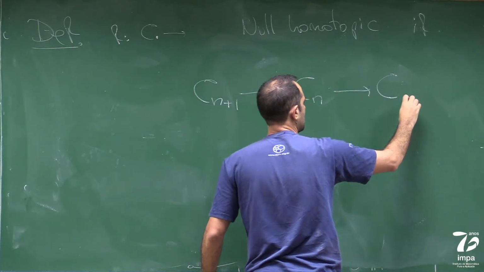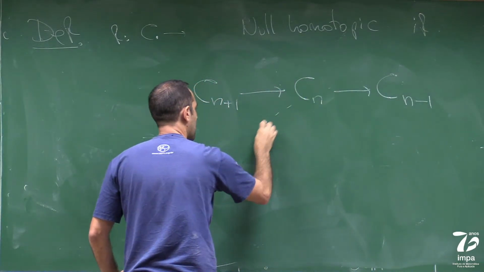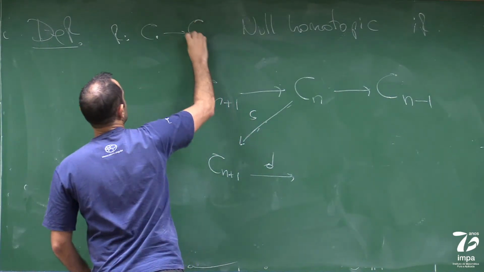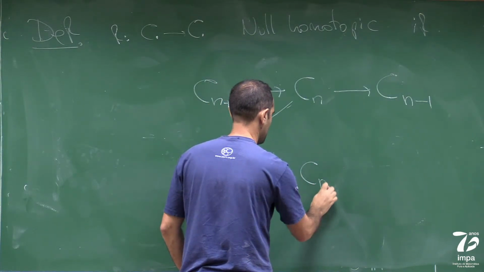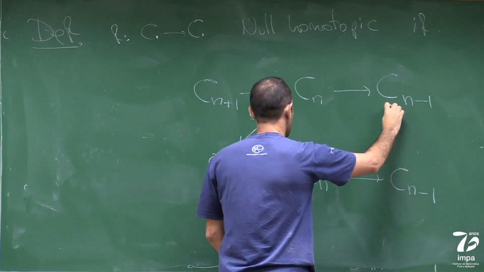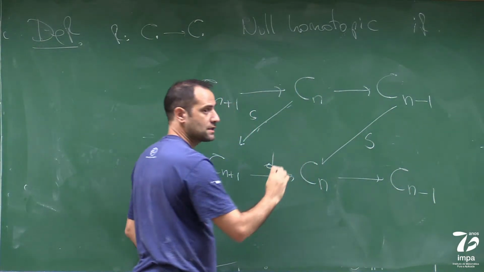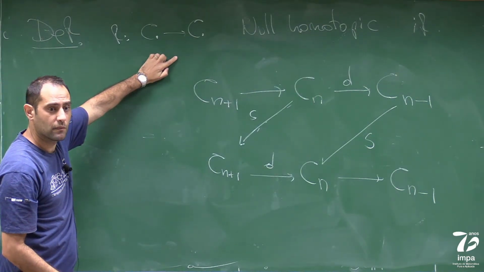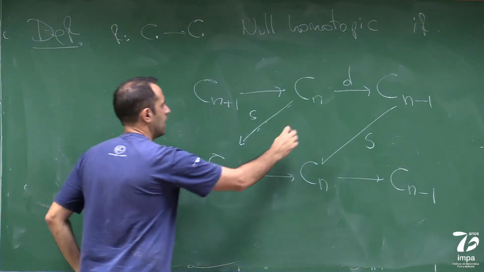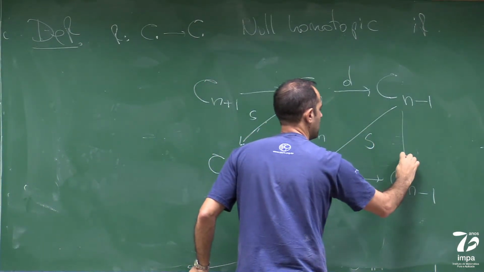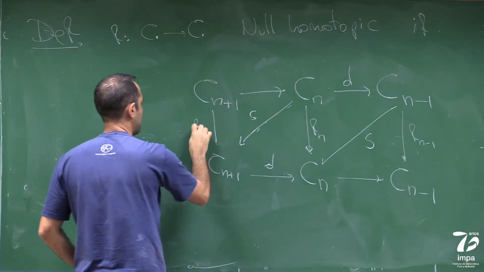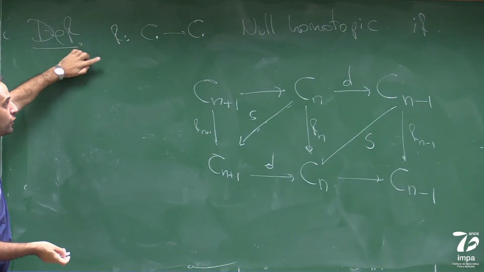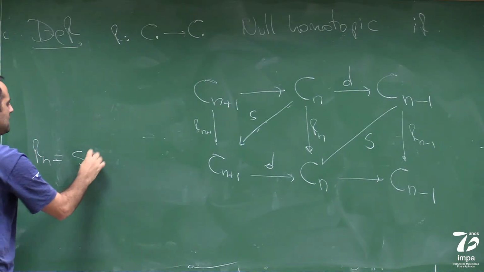Cn, Cn minus 1. I'm going to take this to Cn plus 1. This is going to be an S. So this is going to be from C to C. So here are going to be my S's. Here is going to be D. Here is going to be D. And I'm going to take an endomorphism of this complex. There's going to be a map of complexes. So this is Fn, and this is Fn minus 1, and this is Fn plus 1. And a map of complexes from C to C, an endomorphism of complexes, is called null homotopic if Fn is equal to Sd plus ds.